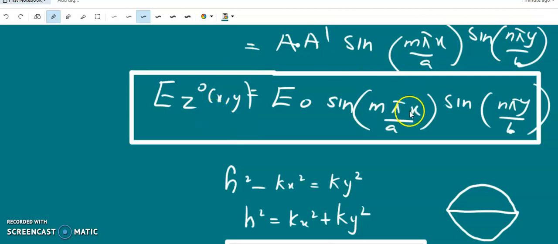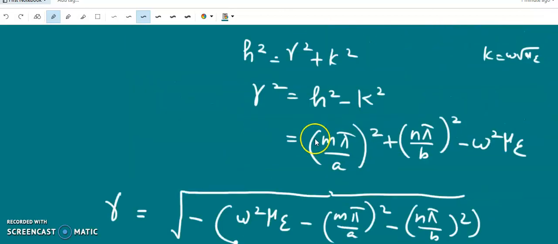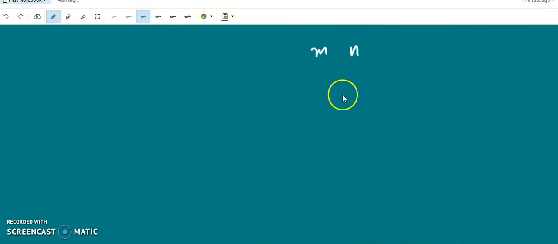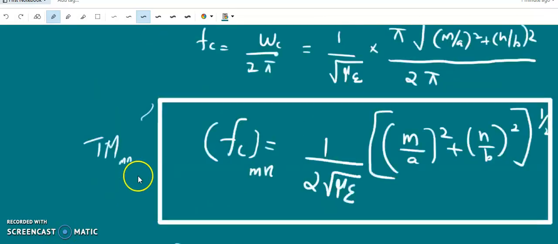When Ez0 is also 0, then that does not correspond to a TM wave. It will be TEM. So for a TM mode, neither m nor n can be 0. And the lowest value of cutoff frequency is when m equal to 1 and n equal to 1. So the lowest value of m is 1 and that of n is 1. So when m is 1 and n is 1, the cutoff frequency is minimum.